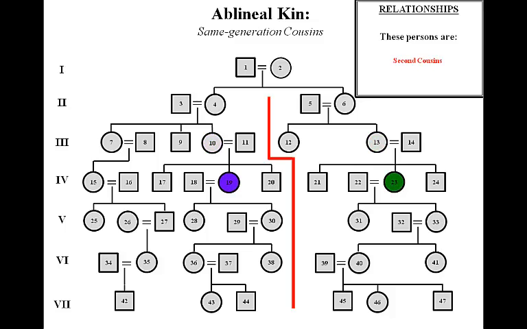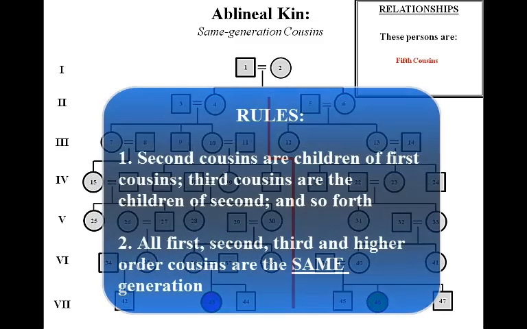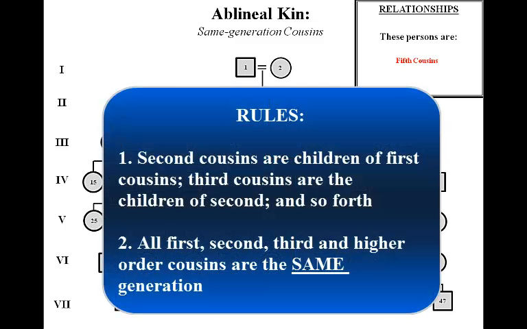Then the children of these first cousins are second cousins. Their children in turn are third cousins. Their children are fourth cousins, and again the children of these fourth cousins are fifth cousins. Two points here. One is that each of the cousinships follows from the previous one. For example, the children of the first cousins are the second cousins, the children of the second cousins are third cousins, and so forth. And the second point is that they're all the same generation.